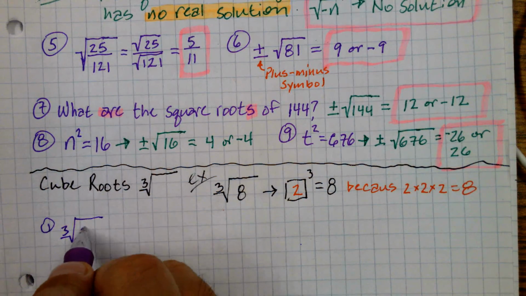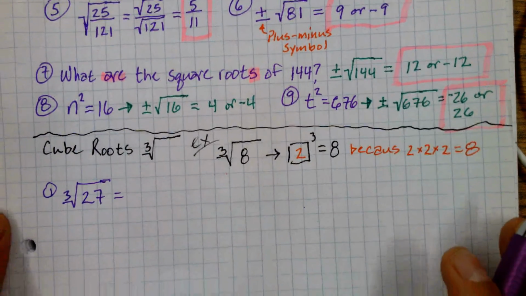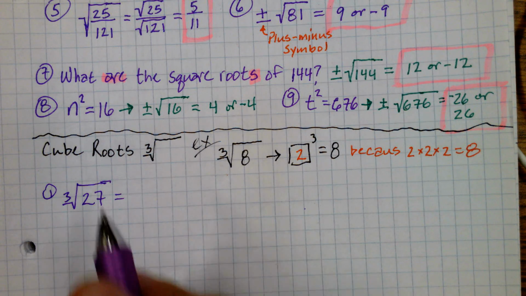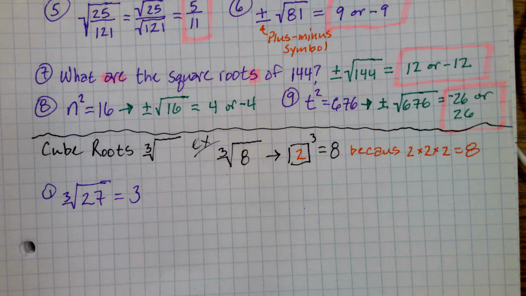Cube root of 27. Cube root of 27. We're asking ourselves, what number times itself 3 times equals 27? Well, it can't be 2 because that would be 8. Let's try 3. 3 times 3 is 9. 9 times 3 is 27. So it's 3. Now, I'm going to go back to the chart.